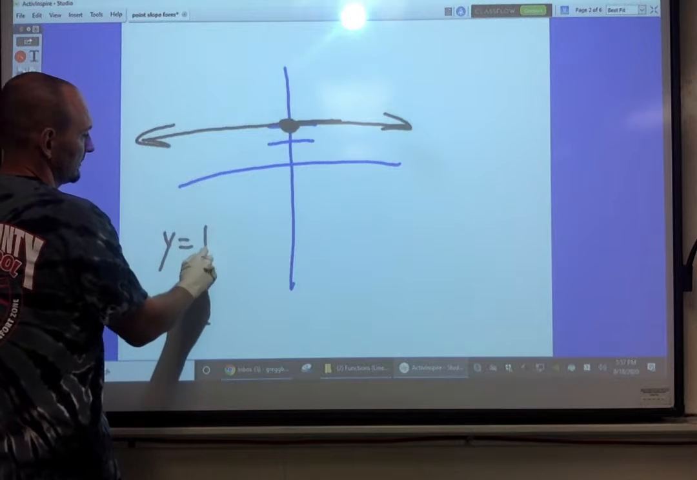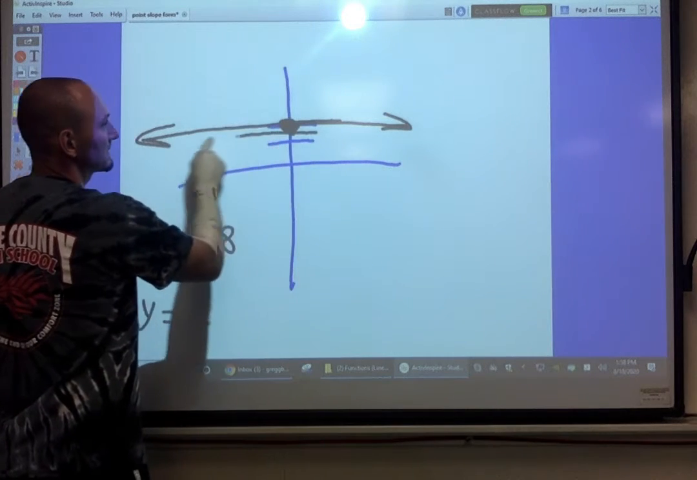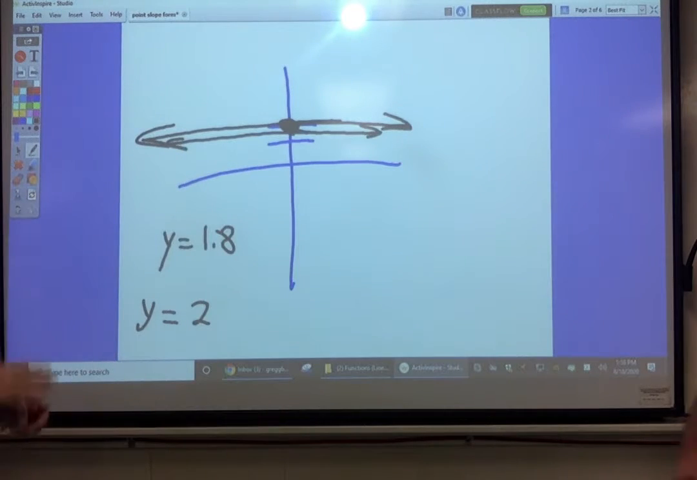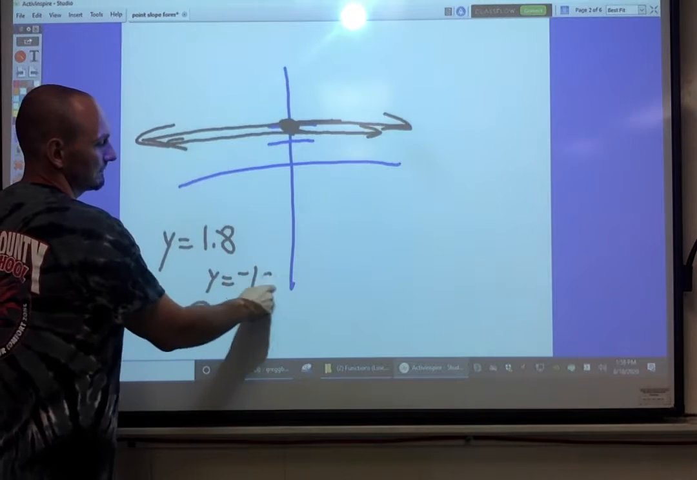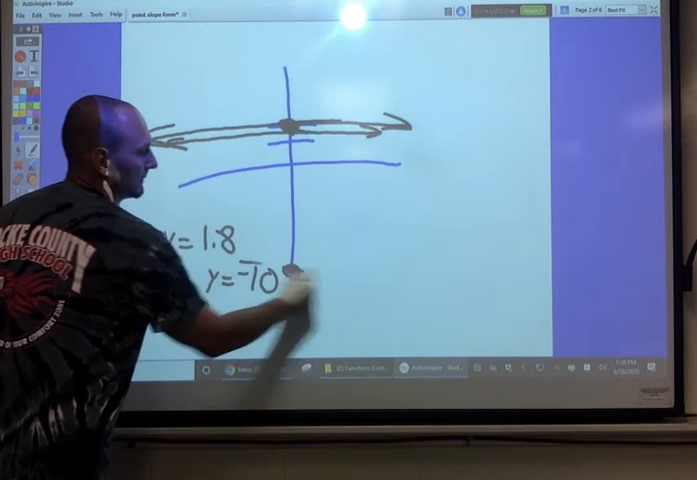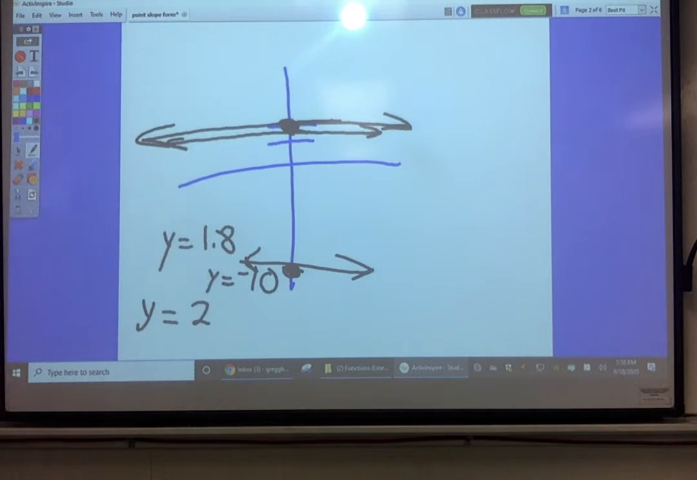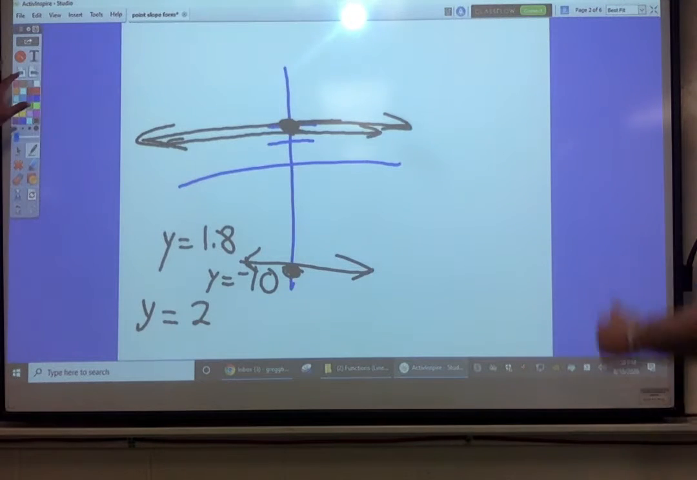Well, y equals 1.8. That's right here, but still it's going to be parallel. Never going to touch, never going to intersect. I could say y equals negative 10. So way down here, bam, another parallel line. So there's lots of correct answers. There's infinite, as long as you have the same slope. Yep. So that's parallel when it's in slope-intercept form.